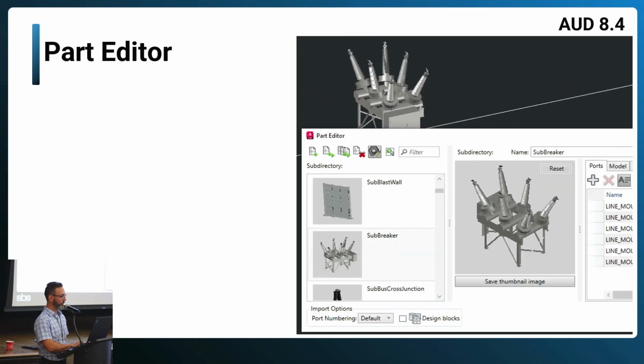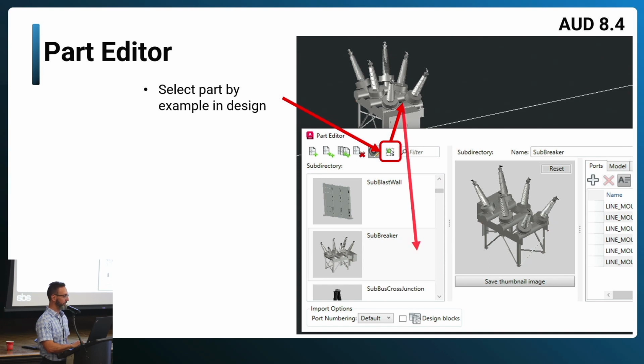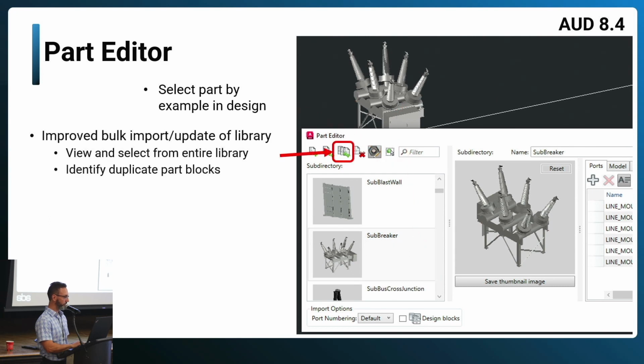So I'll go over a couple of changes in the part editor. One pretty useful capability is the ability to select an example. This button simply allows you to select an example in the design, and then I'll bring that up in the part editor. If you're reviewing and trying to check on the models in the context of the design, this can be very helpful.